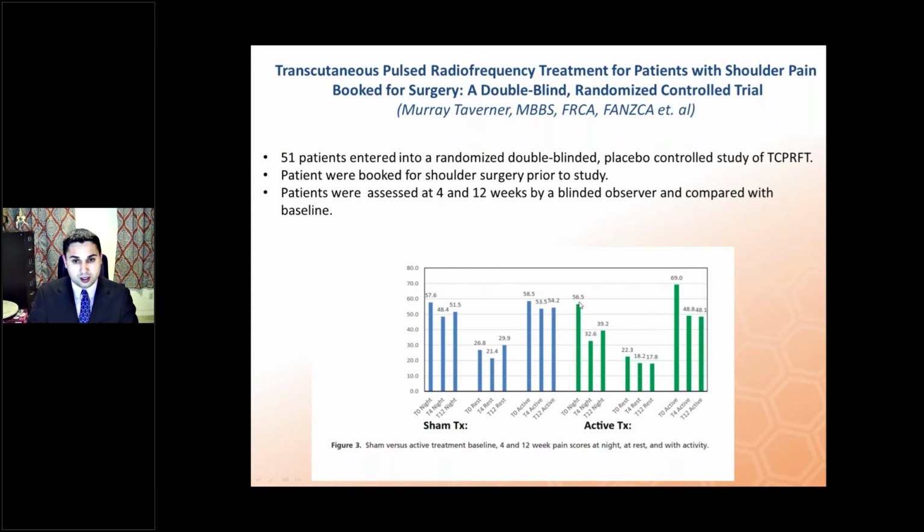Where it's changed, here you're seeing drops at nighttime measuring the scores. There was a drop from the original of 56.5 going down to 32 and 39. At rest, which is typically when people aren't in as much pain when they're just sitting doing nothing, there still is improvement there. And then doing activity, dropping from 69 to 48 out of a scale of 100 with activities. So this is the advantage of this one, is that these are double-blinded, placebo-controlled trials, kind of showing this type of evidence.